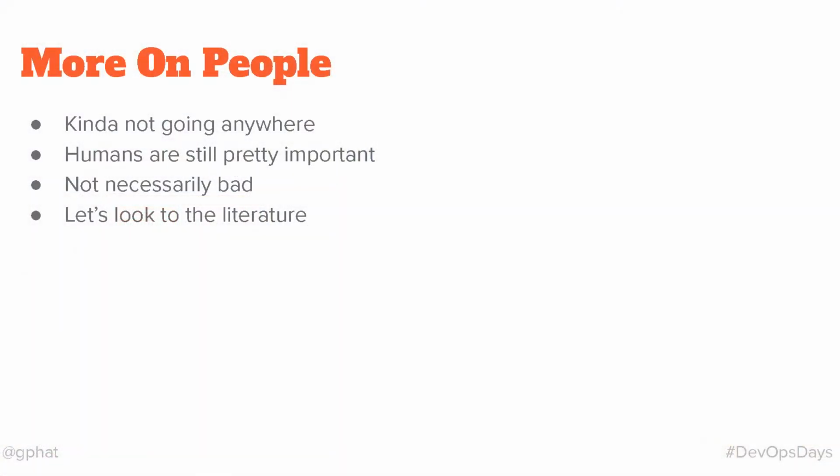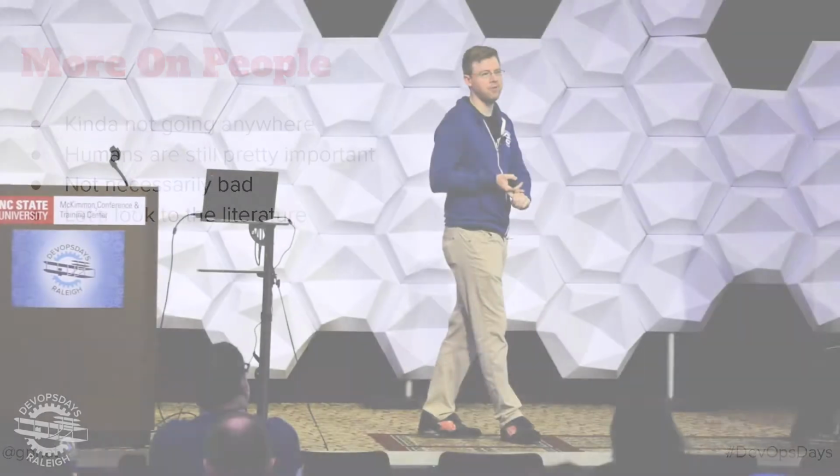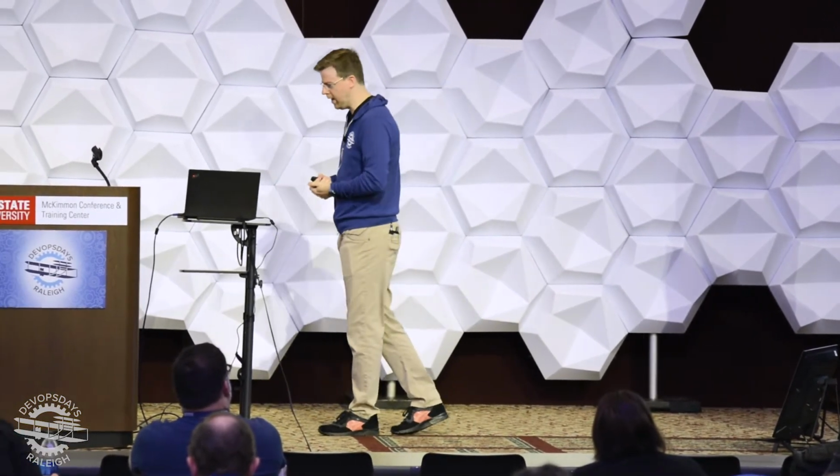But the problem with people, other than them supposedly breaking stuff, is that they're kind of not going anywhere. There keep being more of them, and we kind of need them to make our systems work, right? Like, why are we building this stuff if people aren't using it? And humans are still pretty important in the function of the systems.